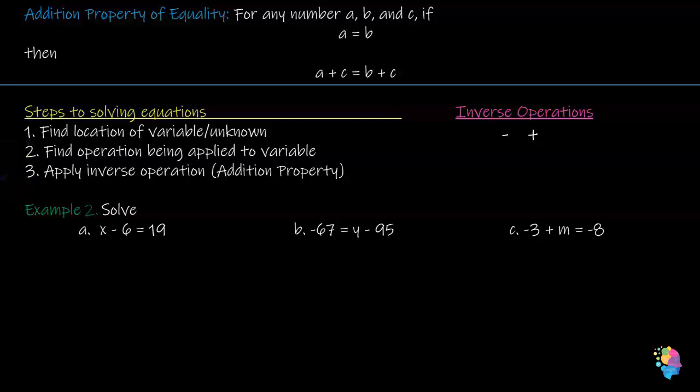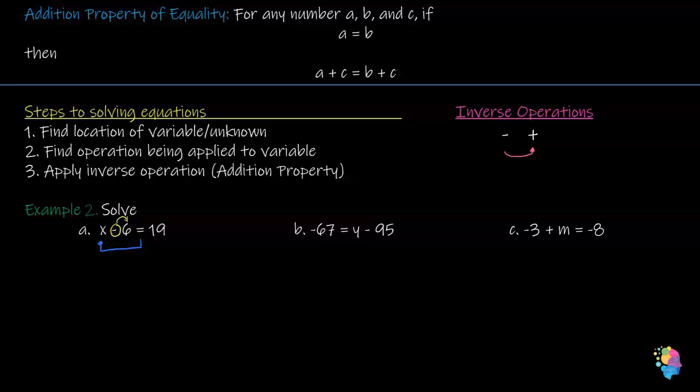This time we're applying the addition property. What that means is whenever you are subtracting, you can do the inverse operation of addition. That means that the opposite of subtraction will be addition. So let's try this example here. First, I'm going to notice that my variable is on the left side, so that I'm only going to concentrate on the left side. The operation being applied is subtraction, so x is being subtracted by 6.